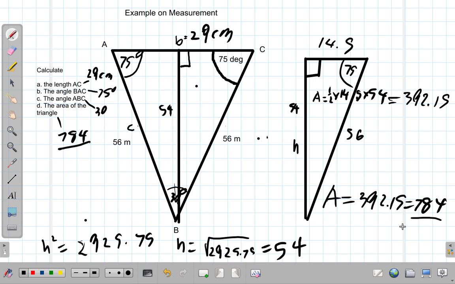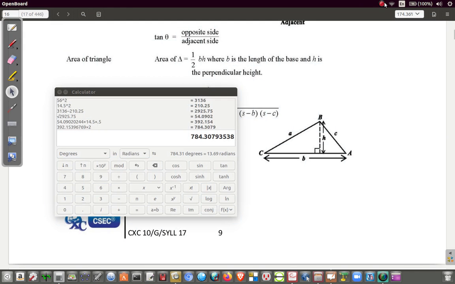So we tried the half AB sine C and it gets 784, and we cut this into two right angle triangles, used Pythagoras to find the vertical height, found half base times vertical height for half of it, then added the two of them and we get back our 784. So those are two ways you could do it. Alright, I will see you in the next video.